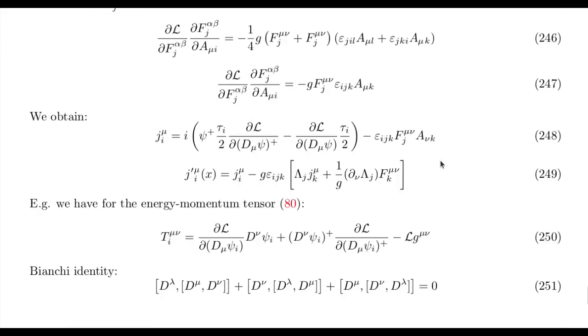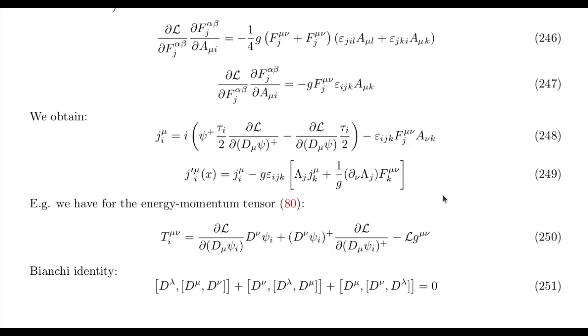Then we obtain for the isospin current J this expression here, 248. Here we have an additional term in this case compared to the electromagnetic case, where we hadn't got such a term. The transformation law for the current is here, 249. Exercise for students: show that 249 is the correct transformation rule for J.